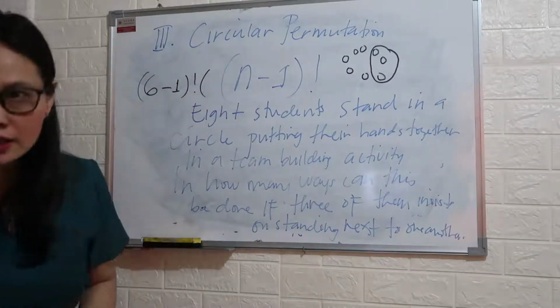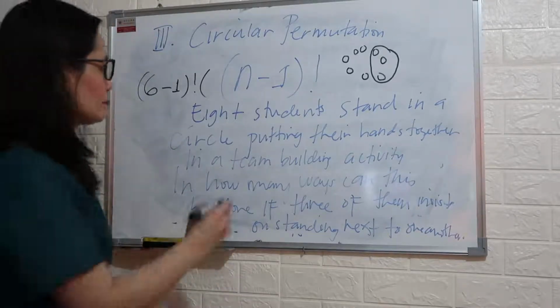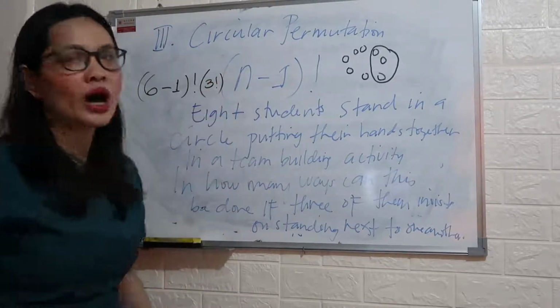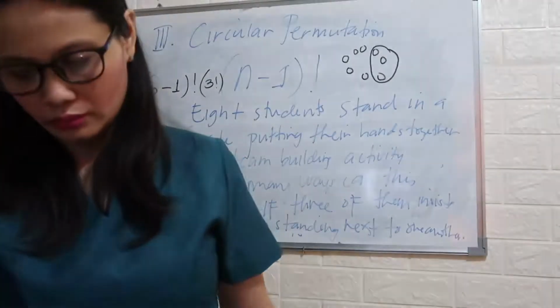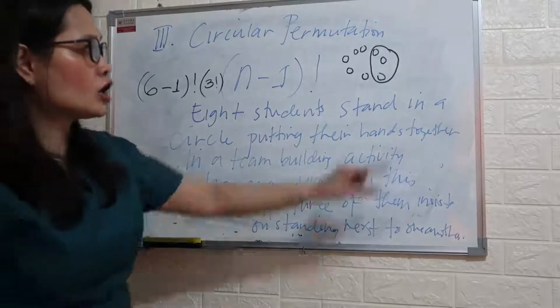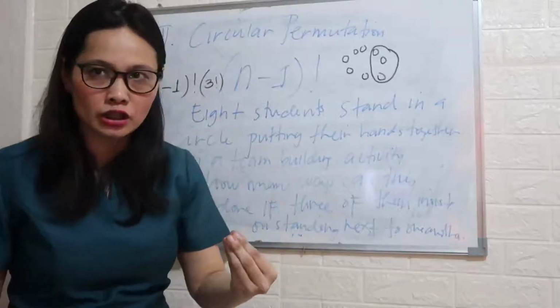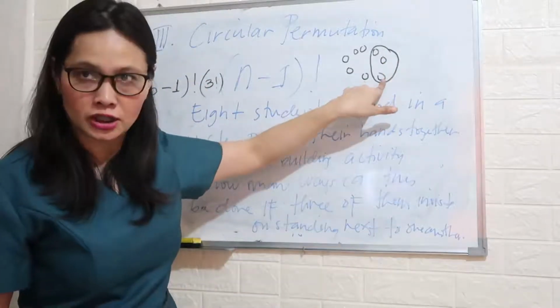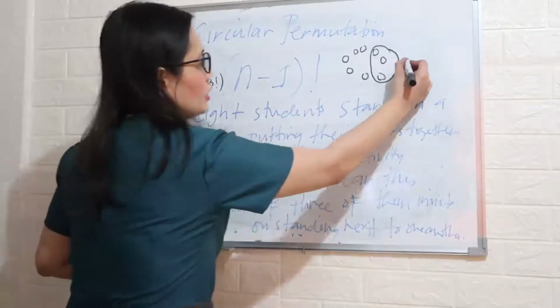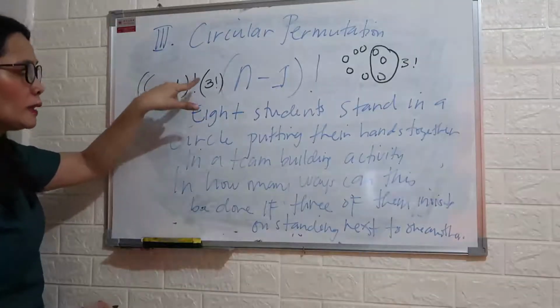Multiply it by what? Multiply it by 3 factorial. Why do we need to multiply by 3 factorial? Kasi yung group, pwedeng maalim. Okay, because yung 3 who insisted on standing next to each other, you can arrange it. That is 3 factorial arrangement. So we have 6 minus 1 factorial multiplied by 3 factorial.